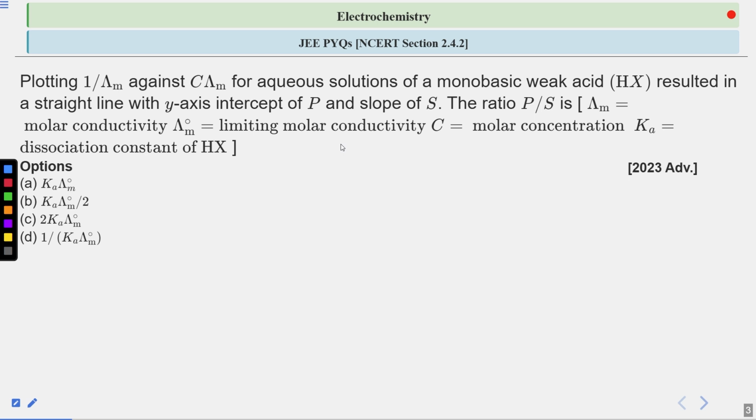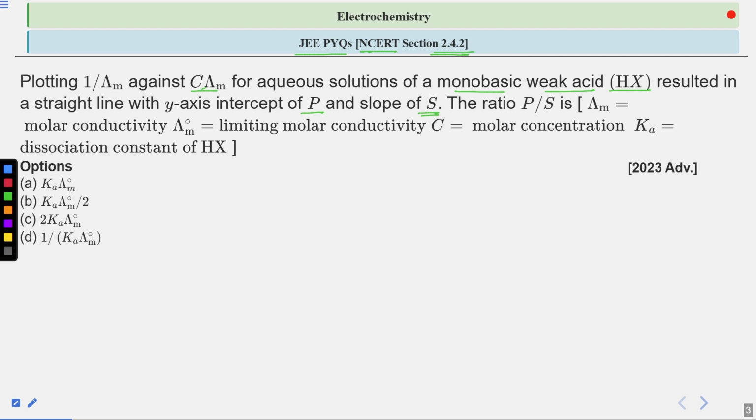So let's begin with our first question. This is a JEE PYQ which covers the NCERT section 2.4.2 in the chapter Electrochemistry. The question says that plotting 1 by lambda m against C lambda m for aqueous solutions of a monobasic weak acid HX resulted in a straight line with y-axis intercept of P and slope of S.